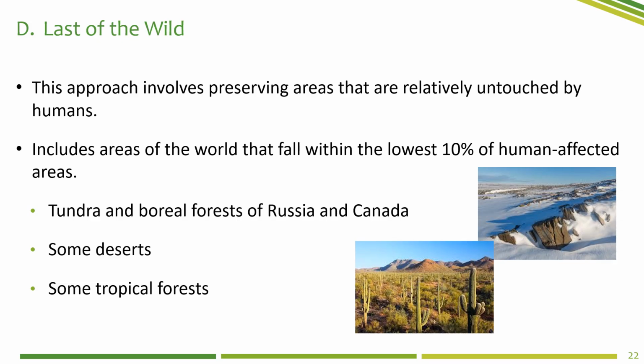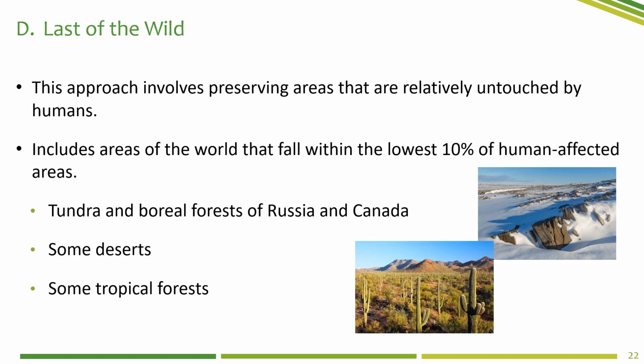The Last of the Wild strategy is an approach that involves preserving areas that humans haven't got to yet. There are not a lot of these regions left on Earth. Most places have been affected by humans. So Last of the Wild really covers about 10% of the world. Most other areas have been affected by humans in some way.